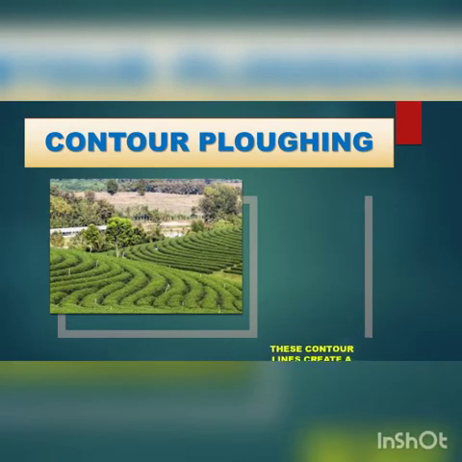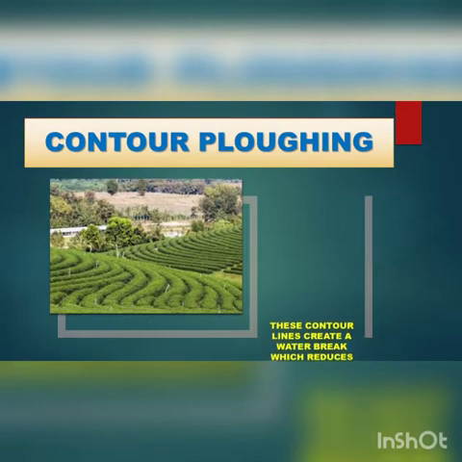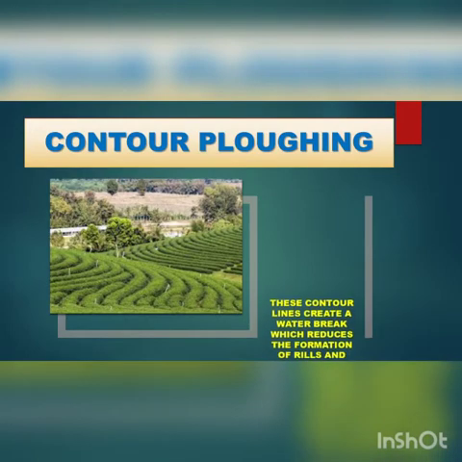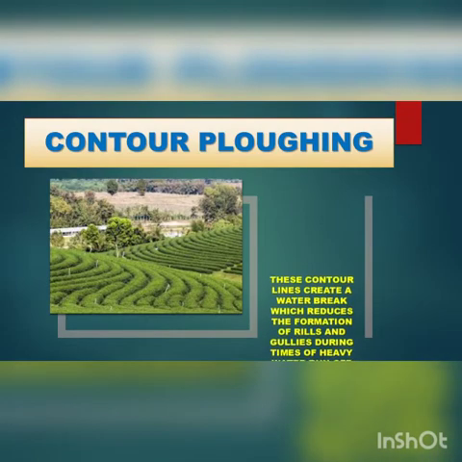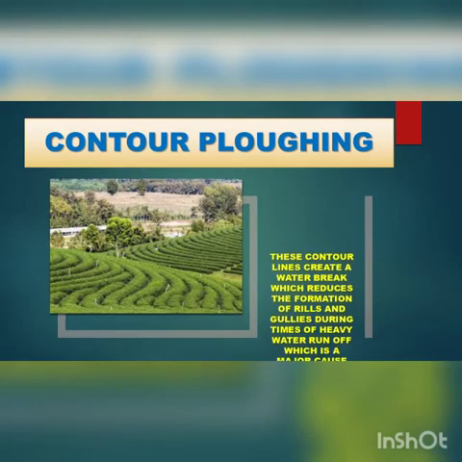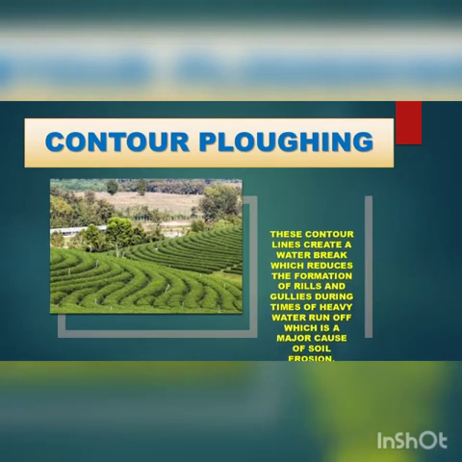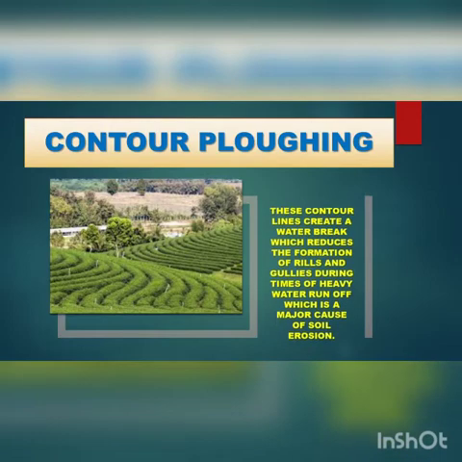These contour lines create a water break which reduces the formation of rills and gullies during times of heavy water runoff, which is a major cause of soil erosion.